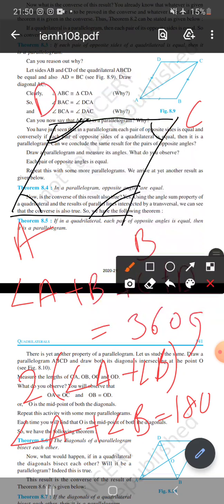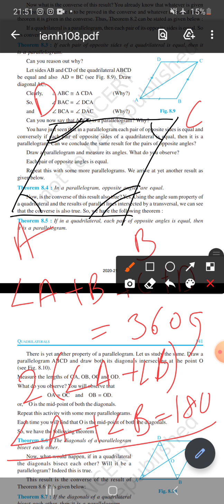And in the same manner, angle C plus angle D will also be equal to 180. Angle B plus angle C will also be equal to 180, and angle A plus angle D will also be equal to 180 degrees. So taking angle A plus angle B equal to 180 degrees, we can say that if AD and BC are the two lines which are intersected by a transversal AB, and the sum of co-interior angles is 180 degrees, then the two lines are parallel, that is AD will become parallel to BC.